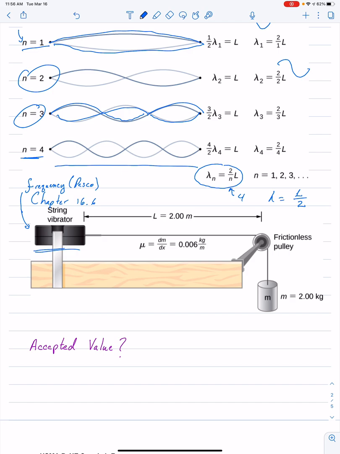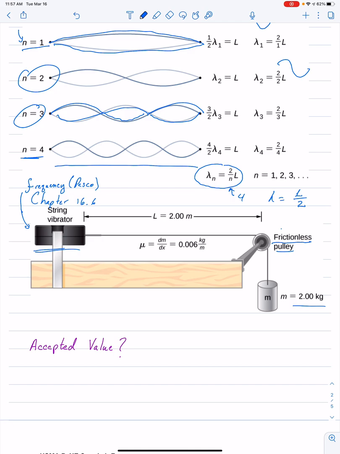Now, the other end of the string passes along a somewhat frictionless pulley. It's not completely frictionless in our actual lab setup. But you can make the assumption, and hint, this would be good for your lab report, that the pulley here we can assume is frictionless. And it is tied to a hanging mass. For this example, it is 2 kilograms. Now, the magnitude of the tension in the string is equal to the weight of the hanging mass.